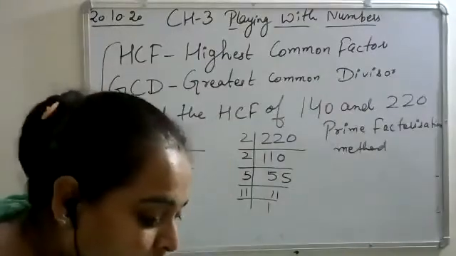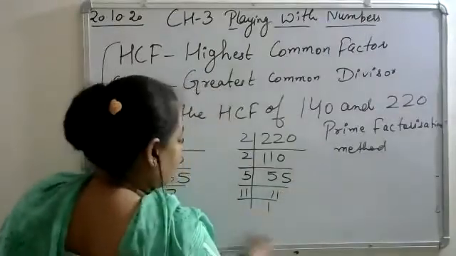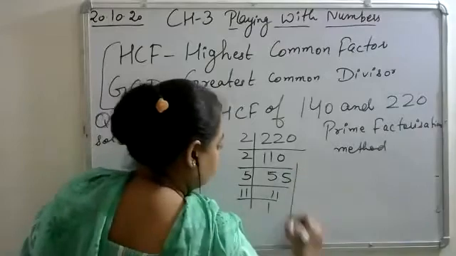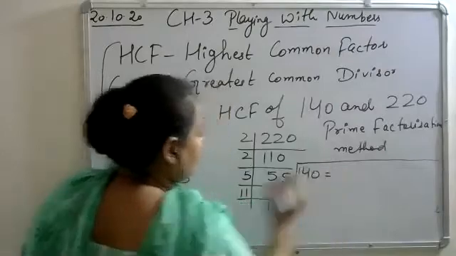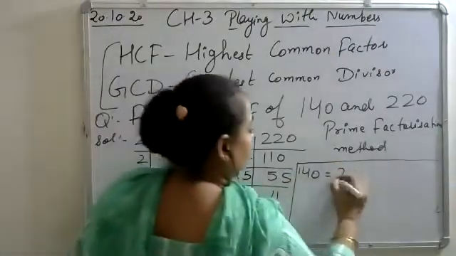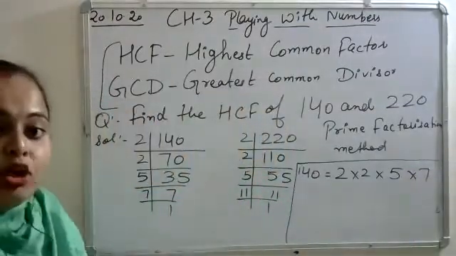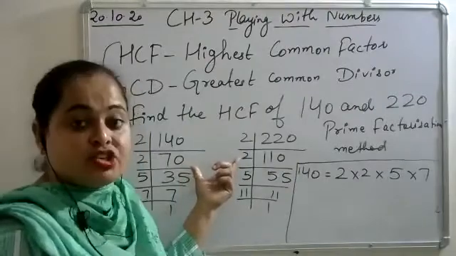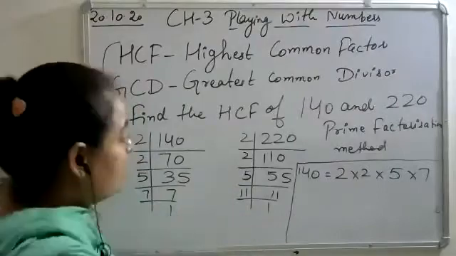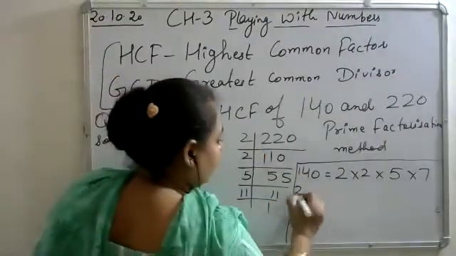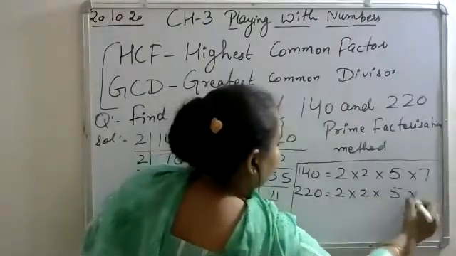Now, write down 140, last step. 140 is equal to 2 multiply 2 multiply 5 multiplied by 7. And you will show this prime factorization in fair. This is your fair work, not your rough work. Similarly, write down 220. 2 multiply 2 multiply 5 multiply 11.